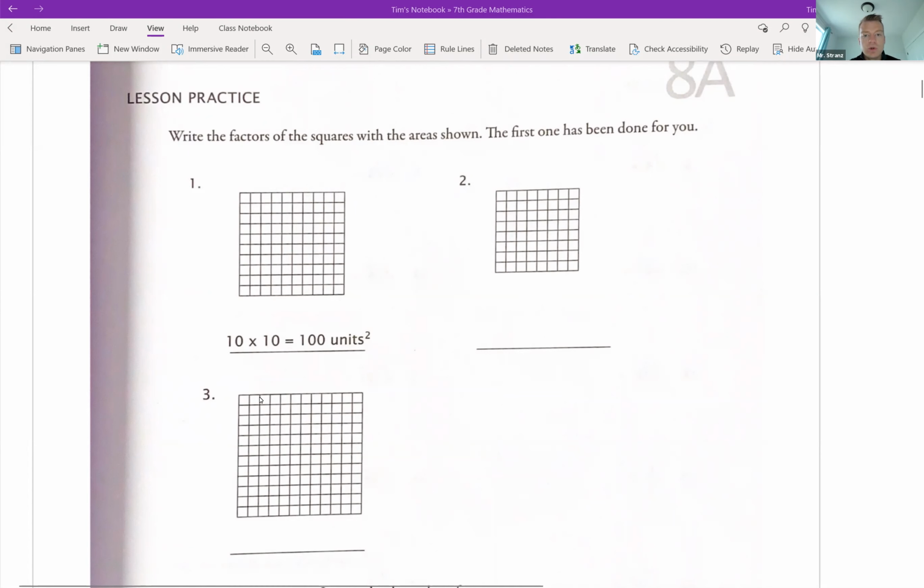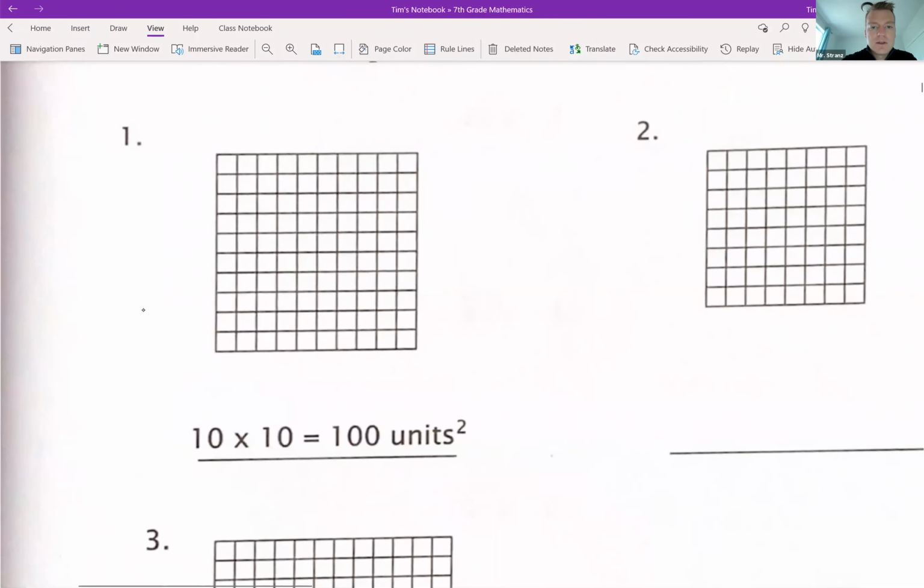We are going to look at square roots. Write the factors of the squares with the area shown. The first one has been done for you. It shows that from here to here there are 10 blocks, and from here to here there are 10 blocks. So you're saying 10 times 10, or 10 squared, is equal to 100. Notice it's called 10 squared because it makes the shape of a square. That is where they got the name from.